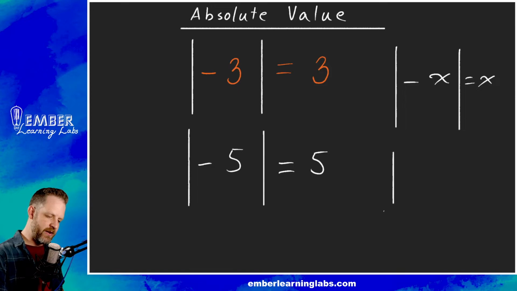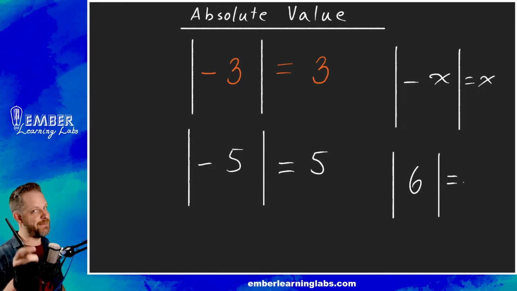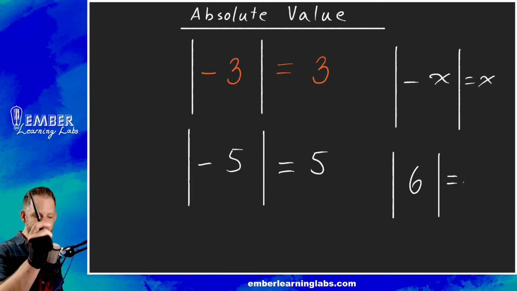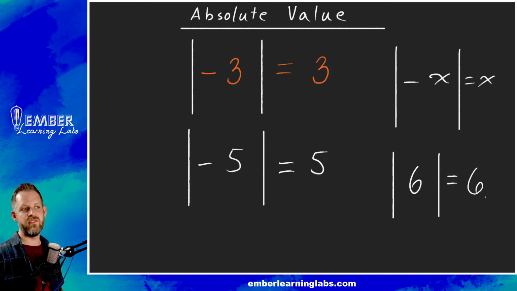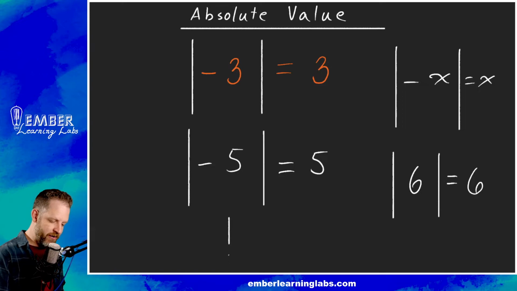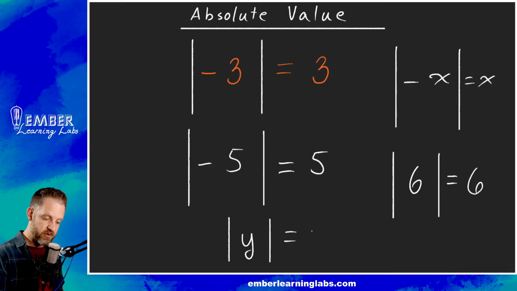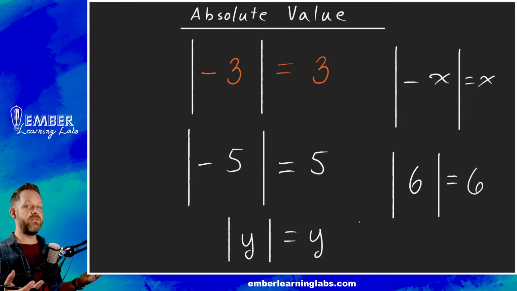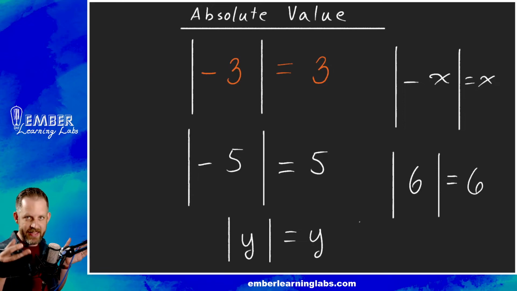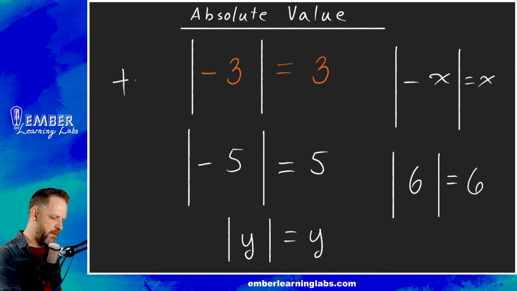What's the absolute value of 6? If, as I'm guessing you did, you put -6, that'd be wrong. The absolute value of 6 is +6. The absolute value of y equals y. So what does the absolute value do? Well, the absolute value takes anything inside of it and it turns it positive.